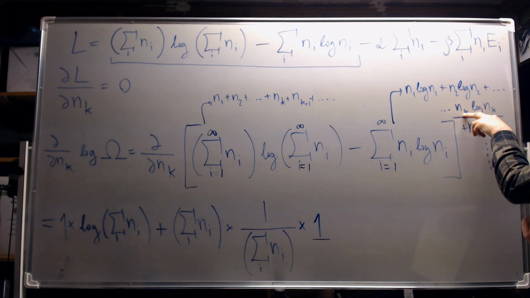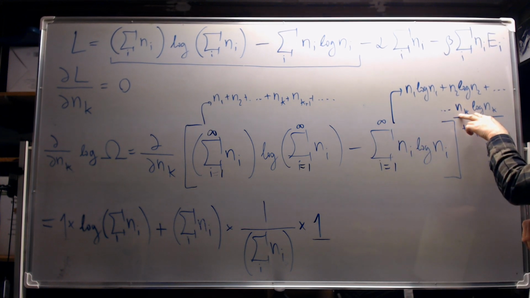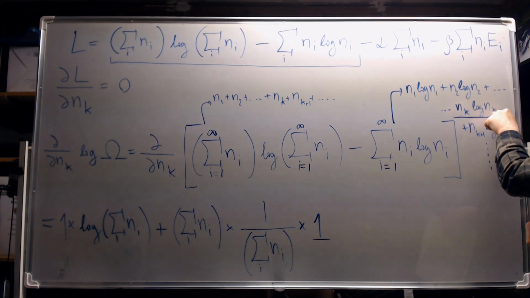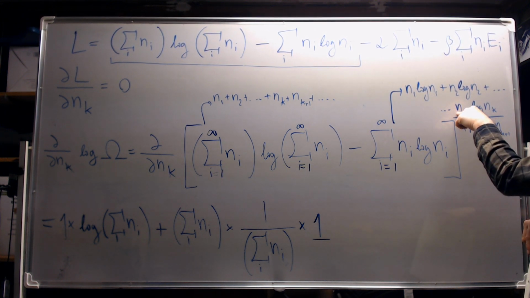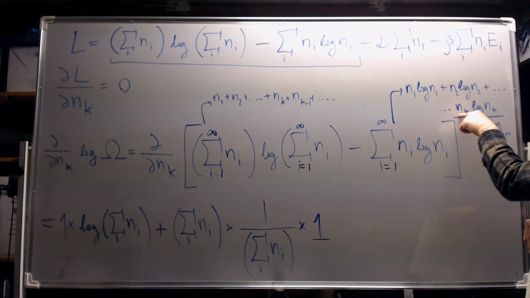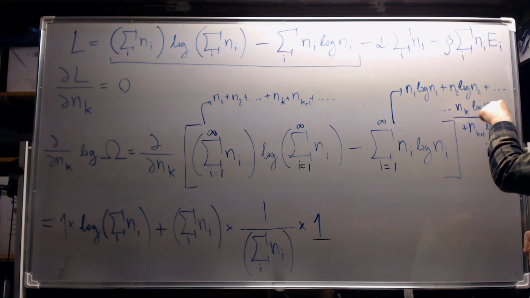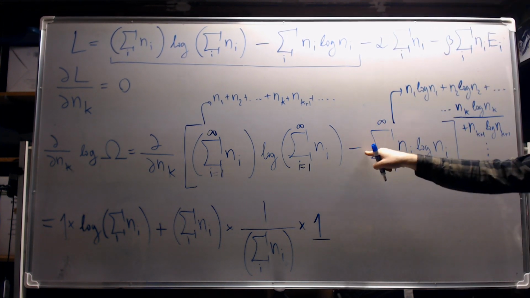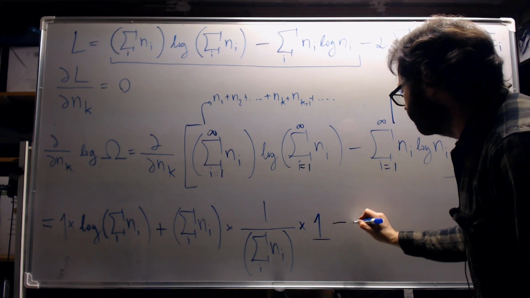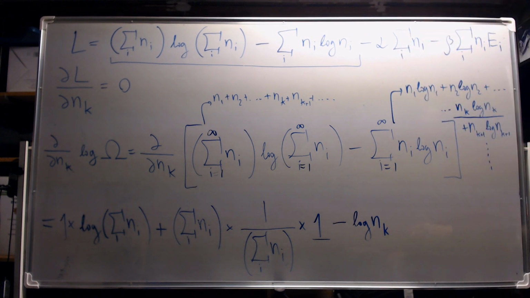What is the derivative with respect to n sub k of n sub k times log n sub k? Once again, you have a product. A slightly more sane product, but a product of two functions, n sub k and log n sub k. The derivative of a product is the product rule, so it's the derivative of the first times the second. The derivative of n sub k with respect to n sub k is once again 1, times the second function, so log n sub k. So now remember, it comes in with a minus sign. Minus log n sub k.